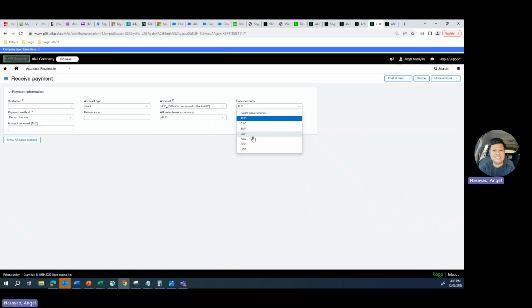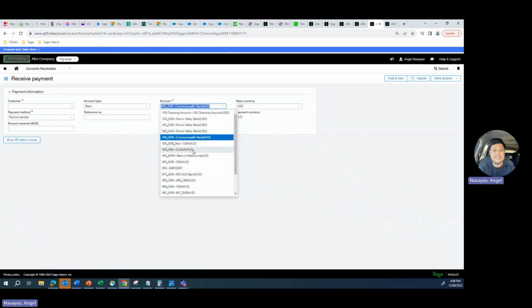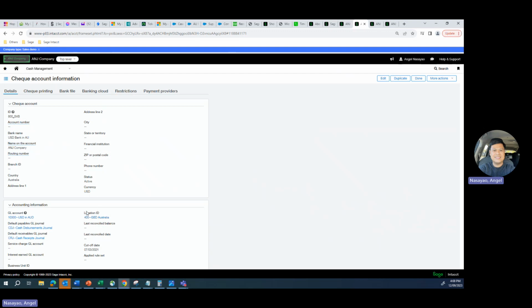Right. So even if I choose, let's say USD in here, and if I select, yeah, I still cannot see that 800 SVB in there. It's all because it's actually in USD, a currency different from the allocation, which is AUD.